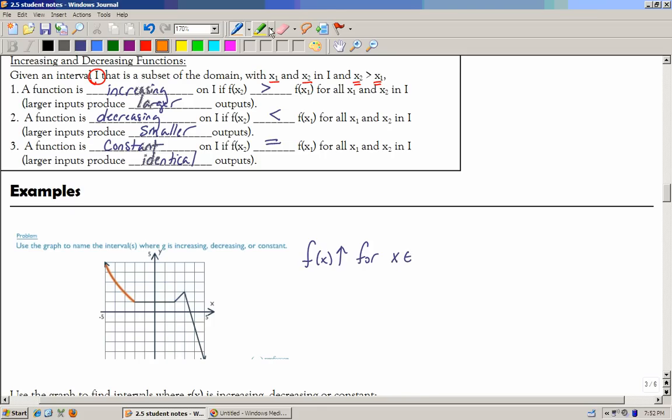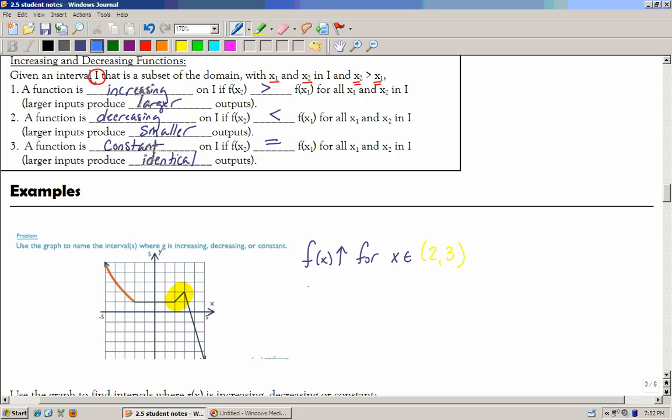So looking at this first one, we're going to see that it's going up. I'm not going to be able to get this nice little highlighter pen. It's going from here to here, going up. So that's going to be all the values when x goes from 2 all the way up to 3.